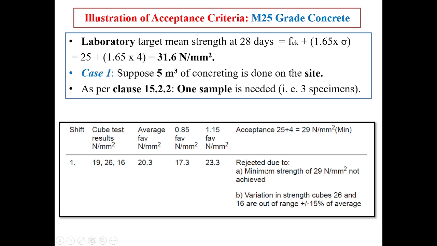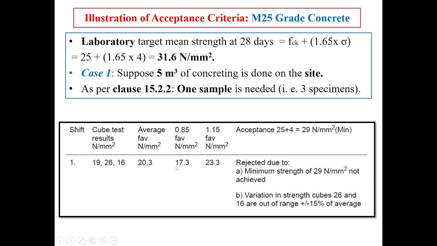these results are rejected. Why, I will tell you. Because the minimum strength of 29 Newton per mm square is not achieved, because here the average strength you can see is only 20.3 Newton per mm square. And secondly, the variation in strength of the cubes, that is 26 and 16, they are out of the range of plus or minus 15% of average. For example, whatever the individual cube strength, it should fall between 17.3 to 23.3.